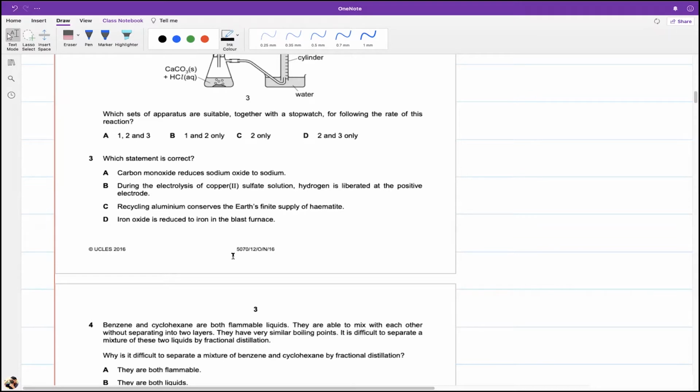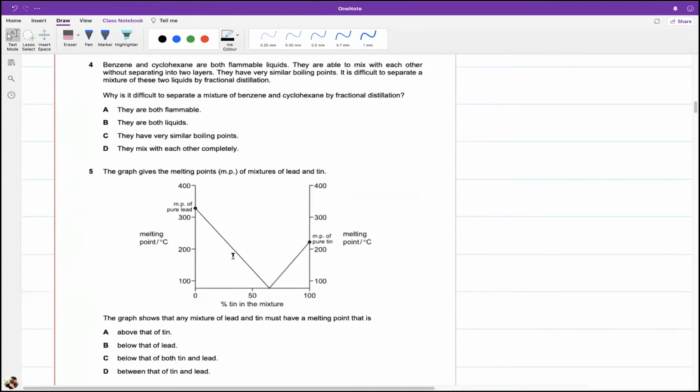Iron oxide is reduced to iron in blast furnace. Yes, that is the whole point of having a blast furnace. You basically want to get pure iron out. Benzene and cyclohexane are both flammable liquids. Now, flammable and inflammable mean the same thing. I hope that part is clear. They're able to mix with each other without separating into layers. Okay? So they're not only flammable, they're also miscible.